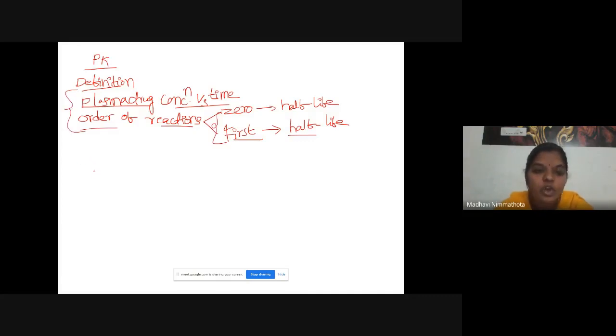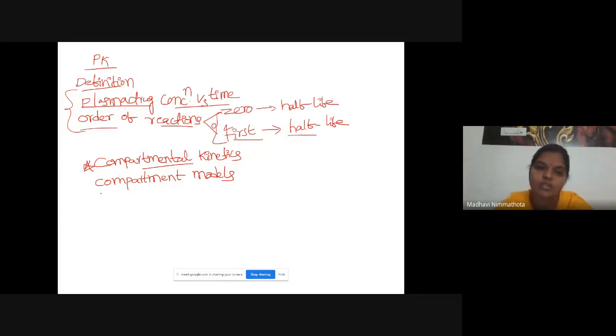And the next topic for today's class is compartmental kinetics. These are also called compartment models. The compartmental kinetics are also called compartment models.